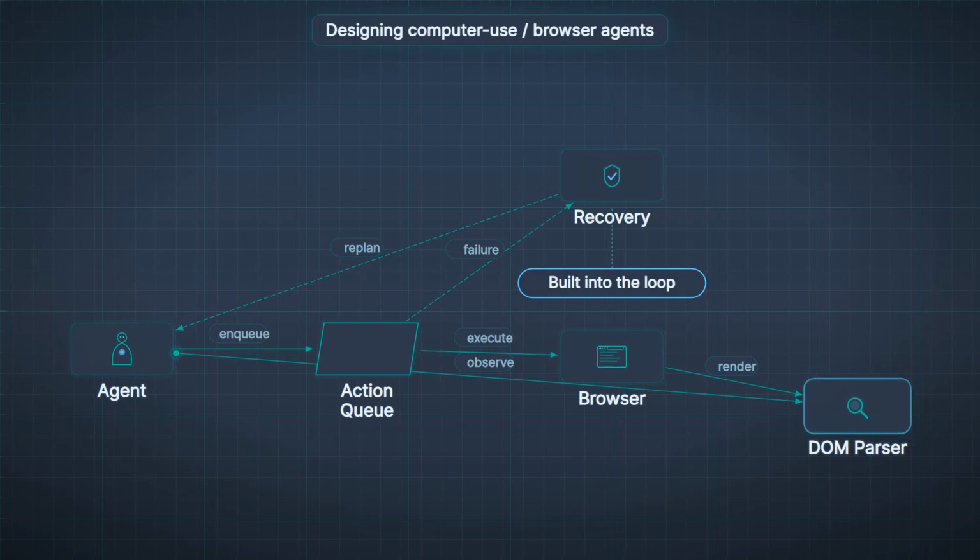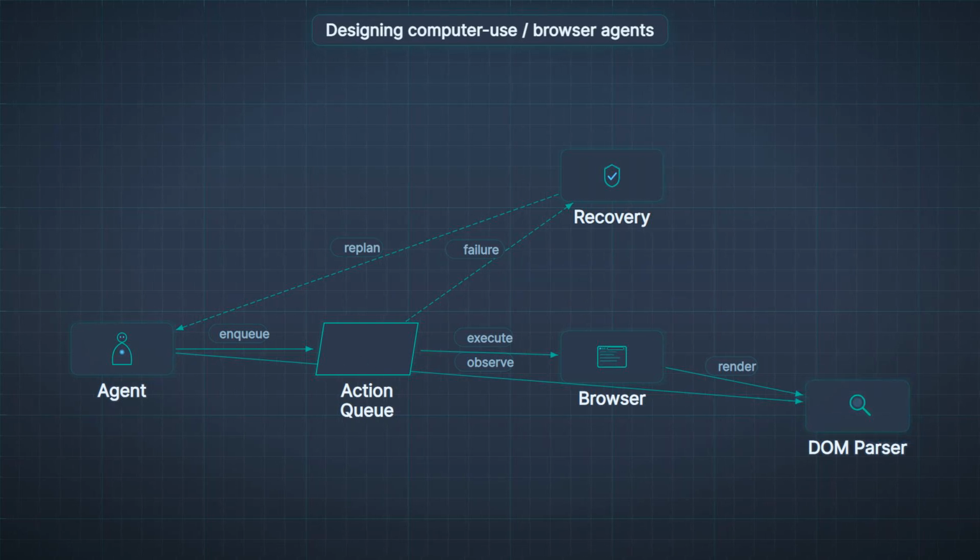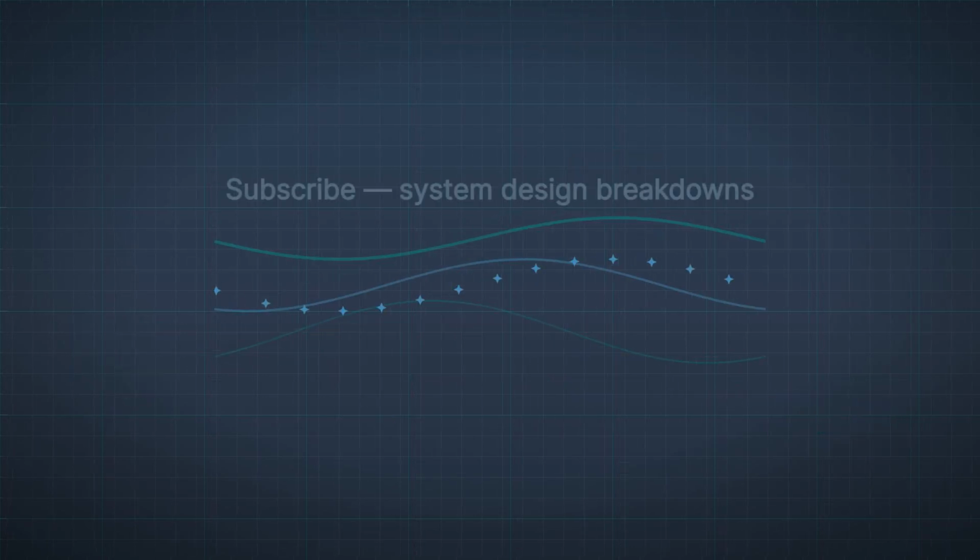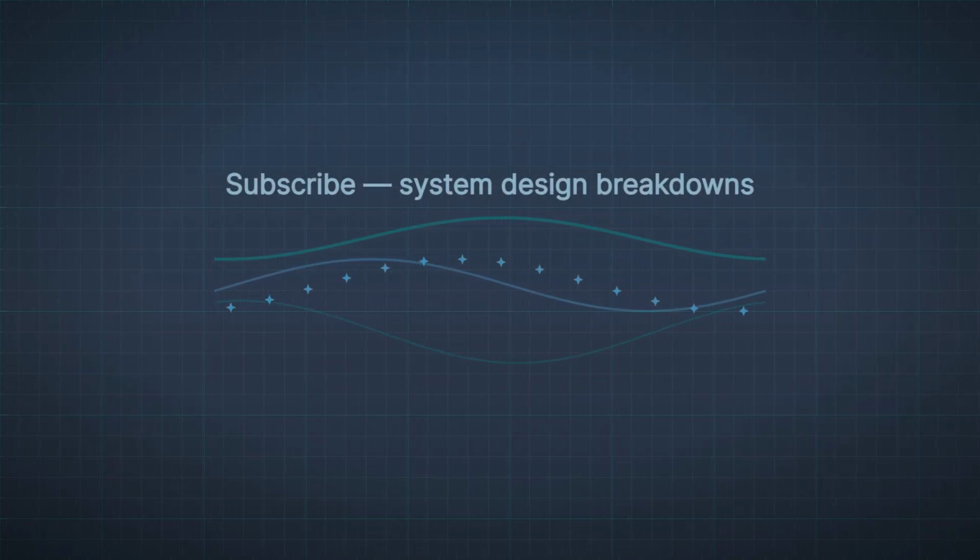We started with the agent's basic loop: observe, enqueue, execute, update. But real systems need recovery. When an action fails, the recovery module intercepts. The agent replans and the loop continues. That's how it actually works under the hood.